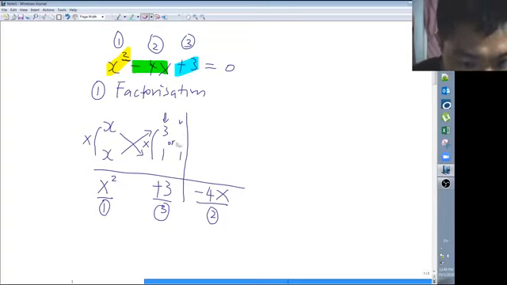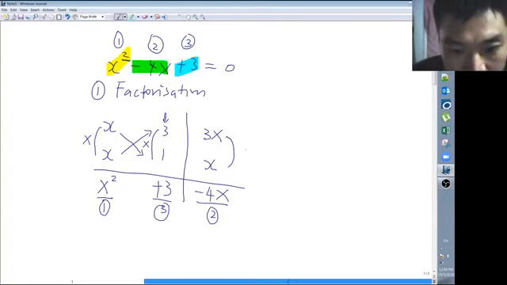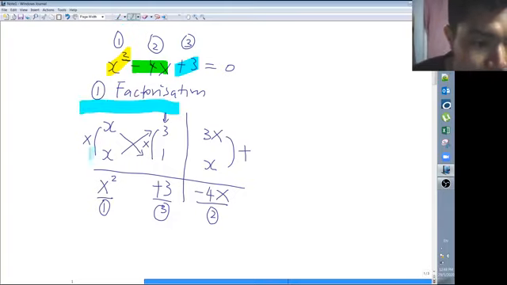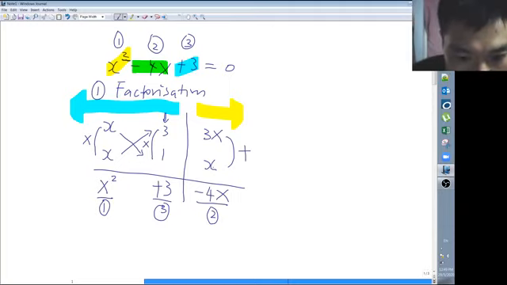So let's start off with this first combination here. x times 1 will give you x, and x times 3 gives you 3x. Please remember, over here is times, and over here use plus. So you can see that 3x plus x will give you plus 4x. That means your plus 4x is not minus 4x, which is what you want. Therefore this combination, 3 and 1 to give you plus 3, is not what you want.